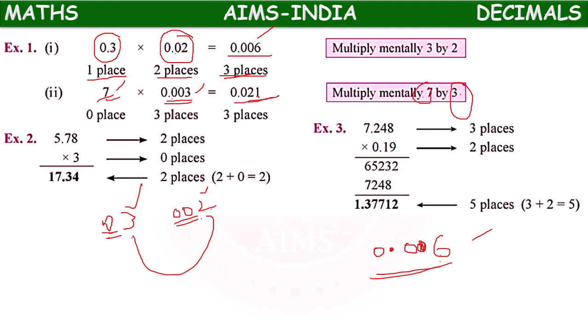21. But the multiplicand has 0 decimal places and the multiplier has 3 places. In the product also we need 3 decimal places, but we only have 2 here. So we can keep a 0. Point, 0, so 0.021. With 3 decimal places we can write the answer.